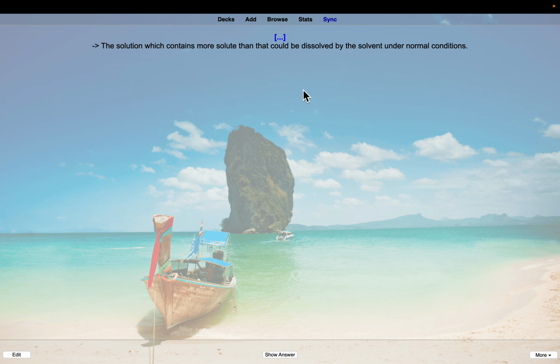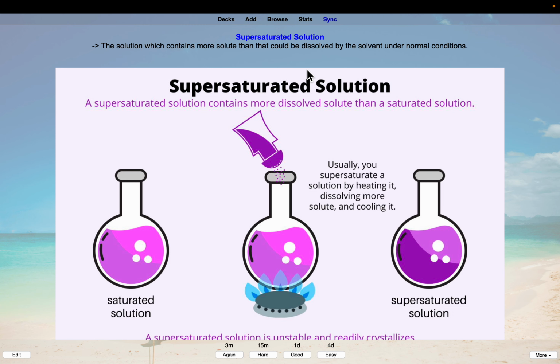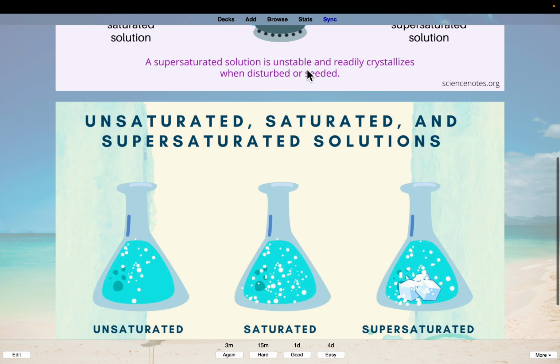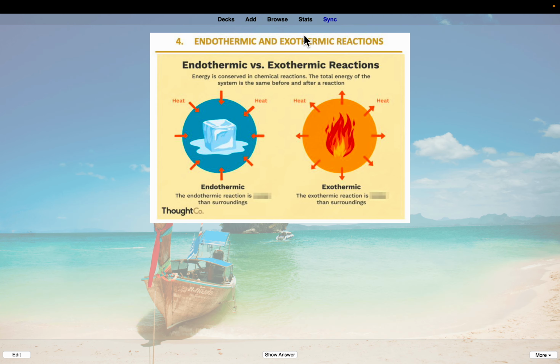Super saturated solution. Endothermic and exothermic reactions. Endothermic is the absorption of heat. Exothermic is from the prefix exo, exit of heat.